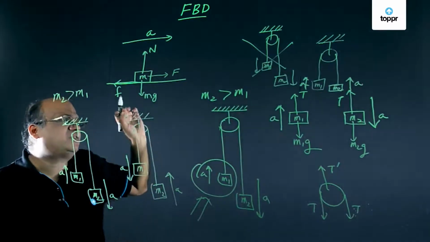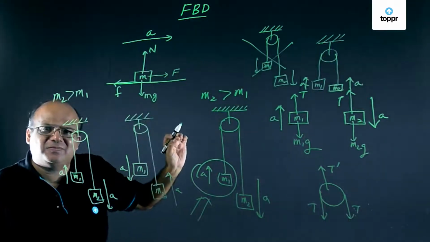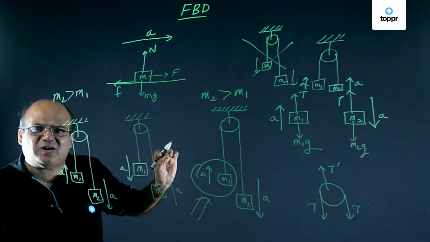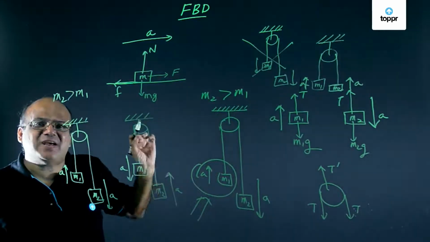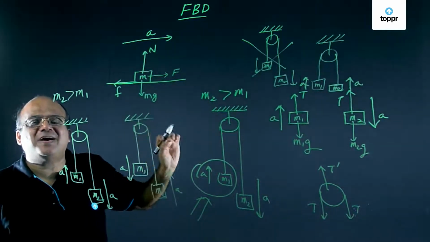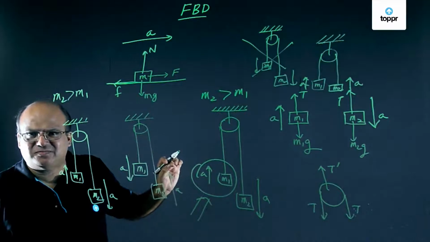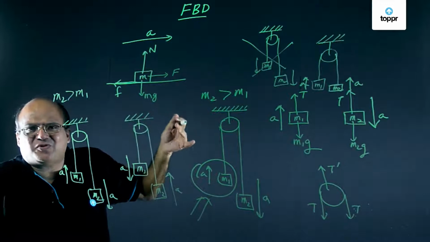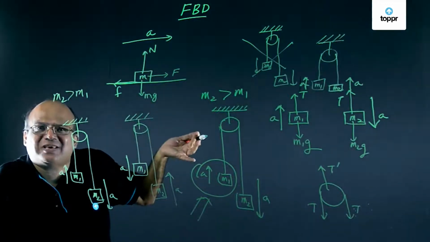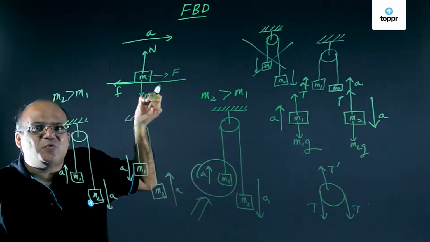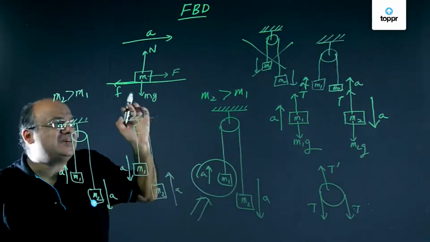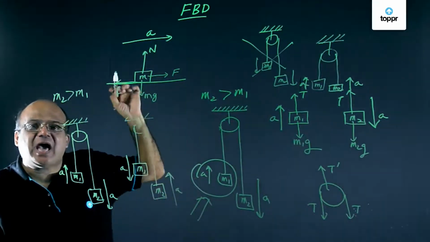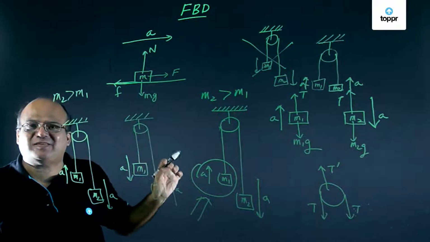After we have drawn the free body diagram, we will apply Newton's second law: F net equals mass into acceleration. That will happen in the one-dimensional case. Suppose it is a two-dimensional case, then we resolve forces in the direction of acceleration and perpendicular to acceleration.